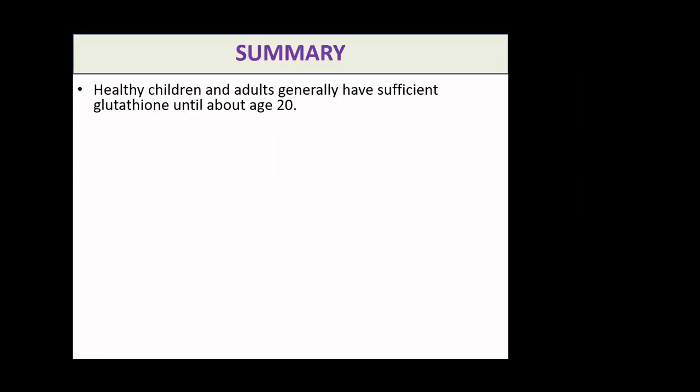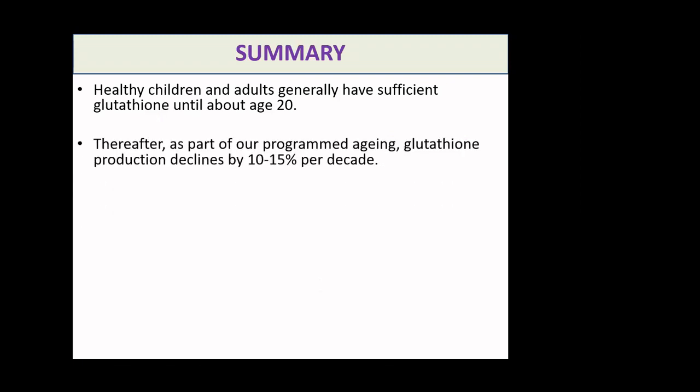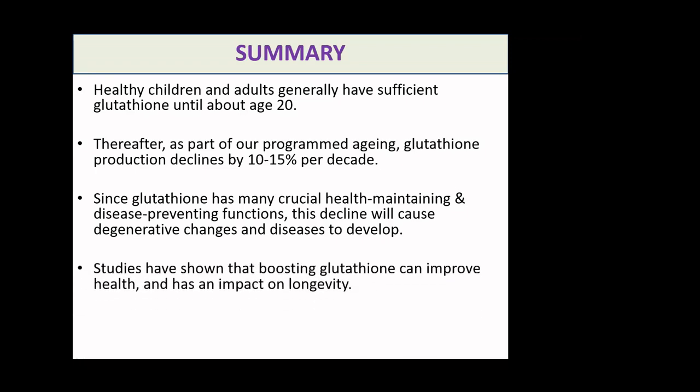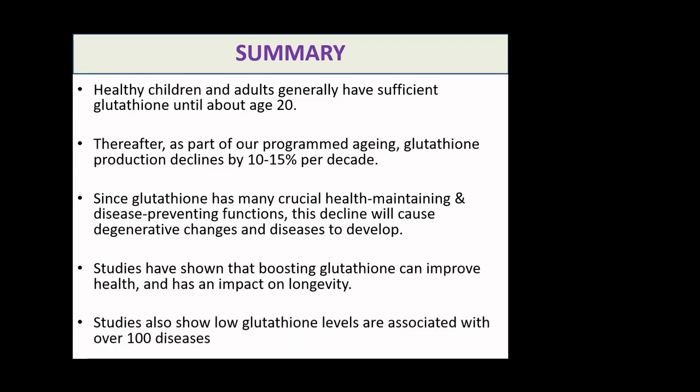In summary, healthy children and adults generally have sufficient glutathione until about age 20. Thereafter, as part of our programmed aging, glutathione production declines by 10 to 15% per decade. Since glutathione has many crucial health-maintaining and disease-preventing functions, this decline will cause degenerative changes and diseases to develop. Studies have shown that boosting glutathione can improve health and has an impact on longevity, and studies also show that low glutathione levels are associated with over 100 diseases.